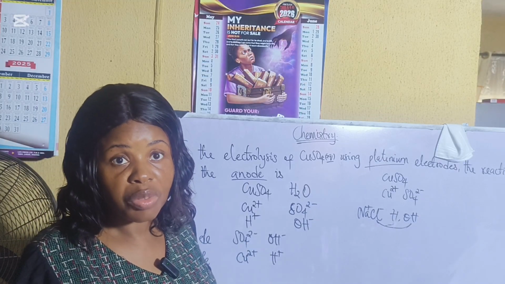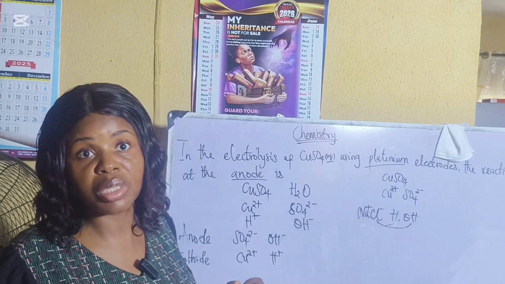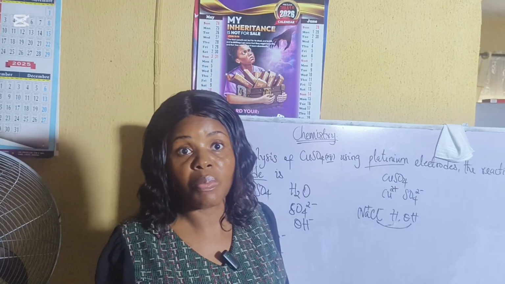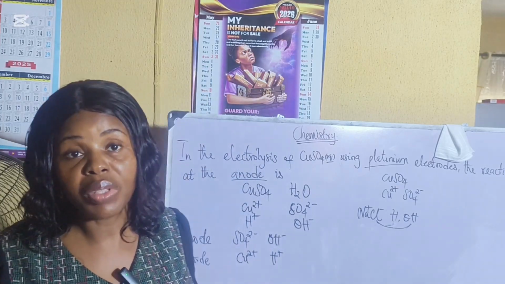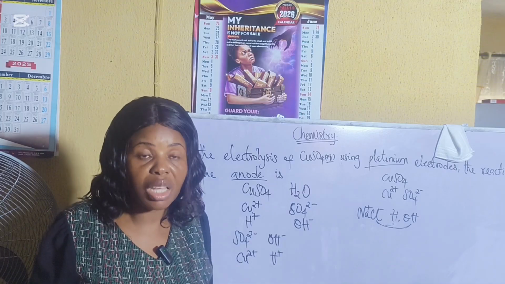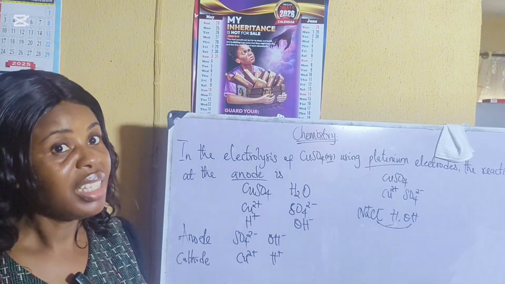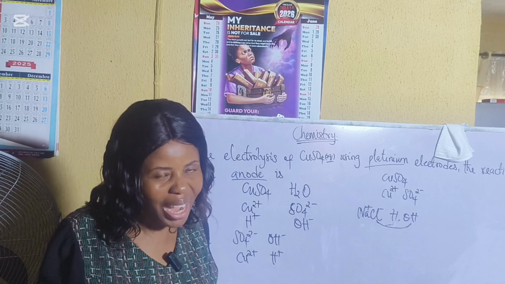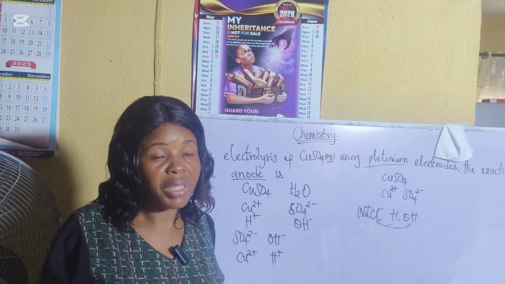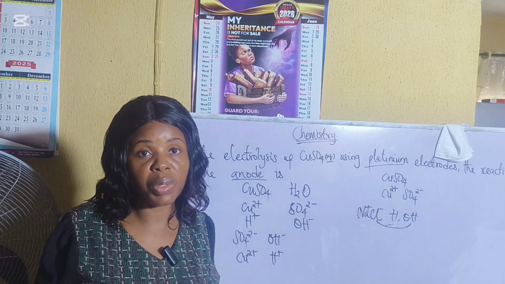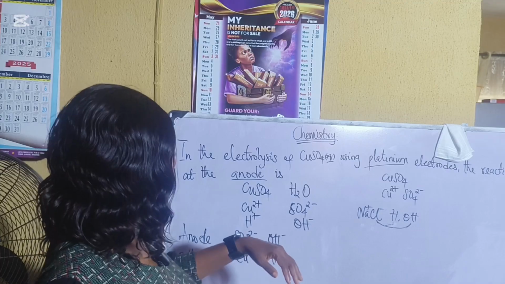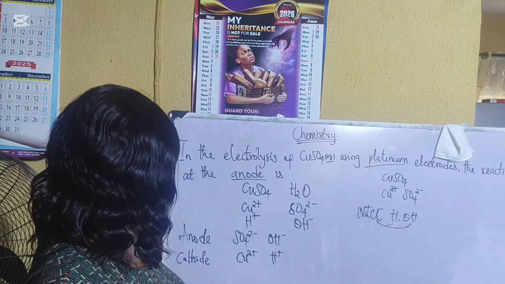The concentration factor will cancel the effect of the position in the electrochemical series if the distance is small. You understand? And the nature of the electrode can also change the product at the anode and the cathode, in spite of the position and in spite of the concentration. So something you have to always look out for when you are solving problems in electrolysis is the nature of the electrode. So let's go back to this question that we have at hand.